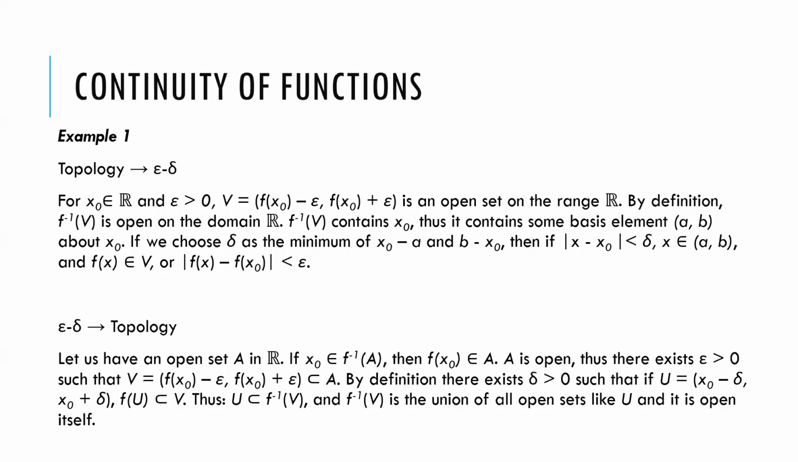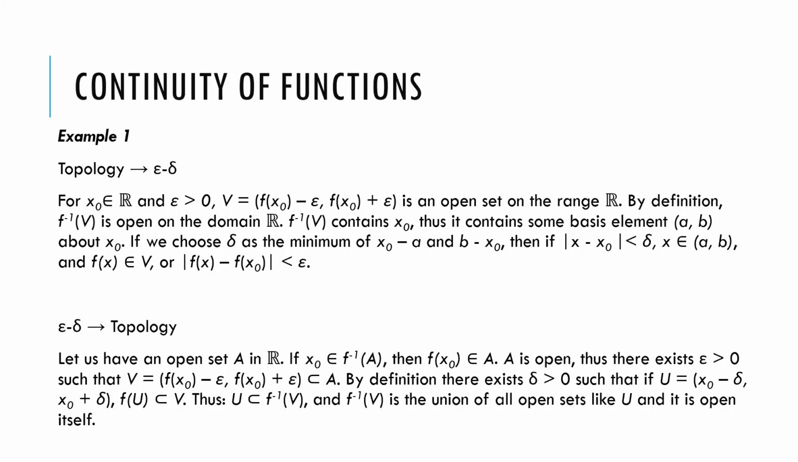And by our proposition, there exists a delta greater than 0 such that if U equals the interval from x0 minus delta to x0 plus delta, then f(U) would be a subset of V, or A, which means that U would be a subset of the inverse image of V. And we can present the inverse image of A as the union of all such open sets U, and it would be open. And thus, again, we have reached the topological definition of continuity.